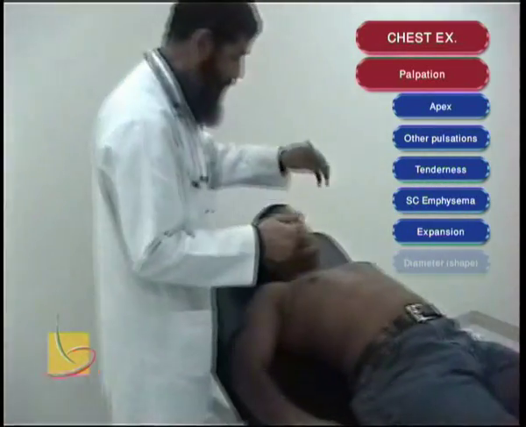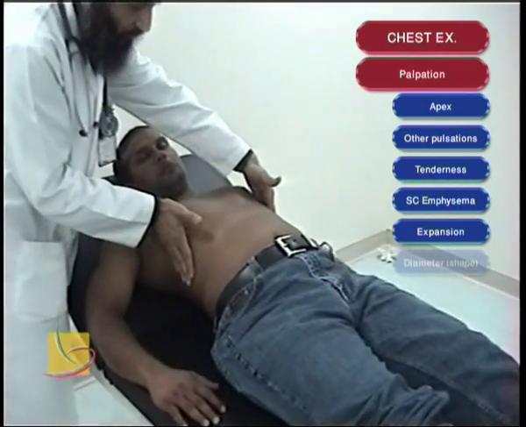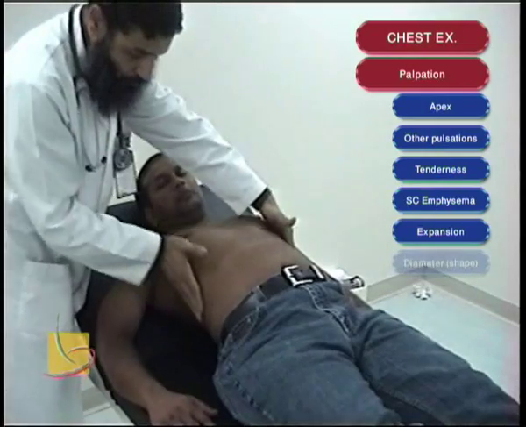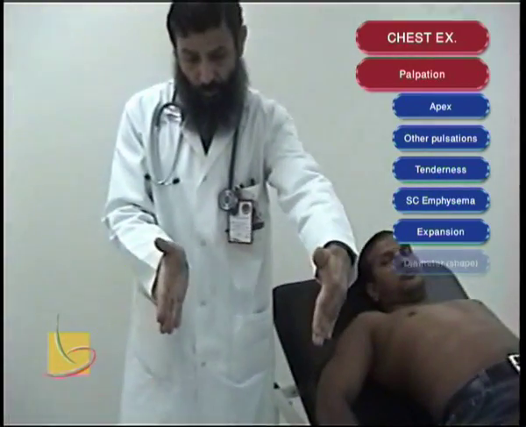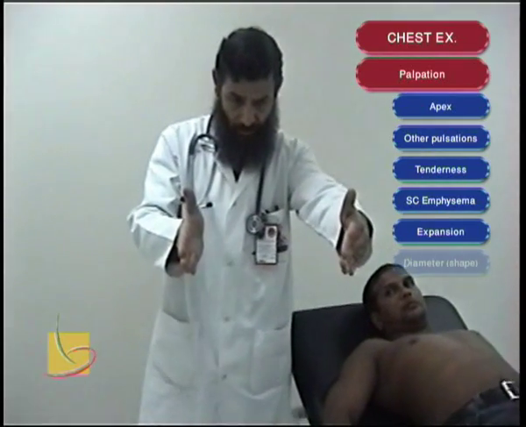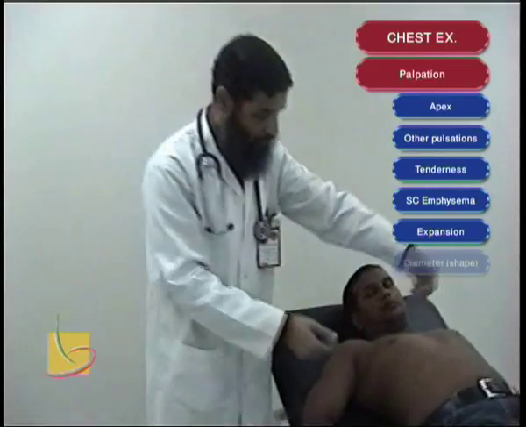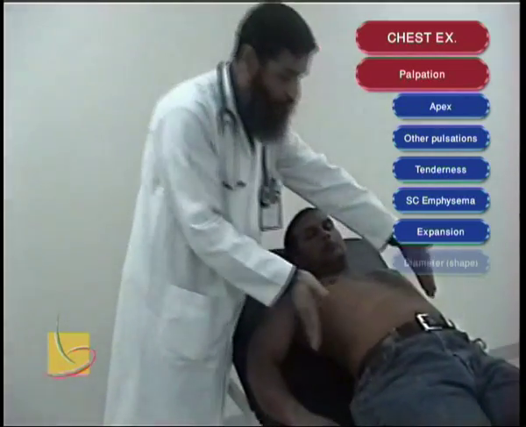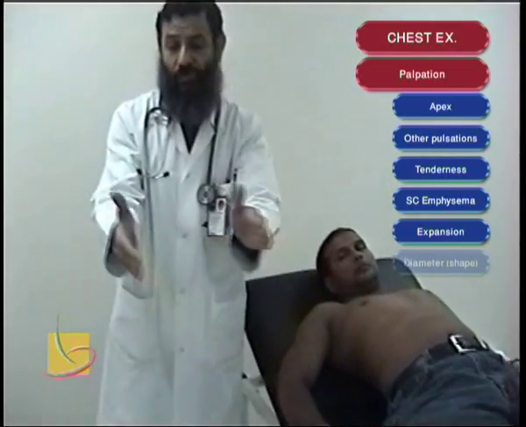And then one hand on the left side, the other one on the right side of the chest, the outermost point. Look at this. This is called the transverse diameter. I think it's very clear in this patient that the transverse diameter is more than the PA diameter. Again, this is the transverse diameter, and this one is the posterior-anterior diameter.